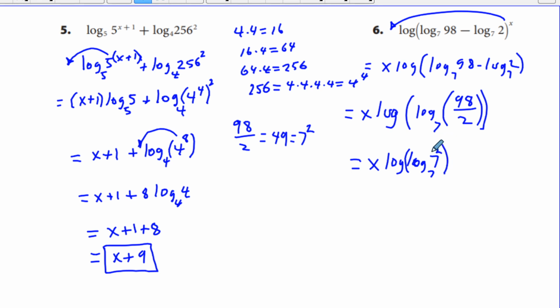Okay, and now we can take this 2 out front like this. So we have 2x times log of 1. Well, what do you have?